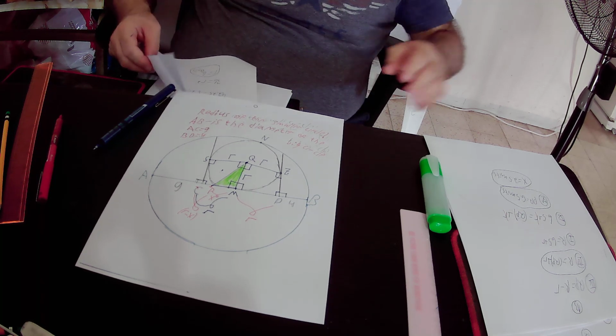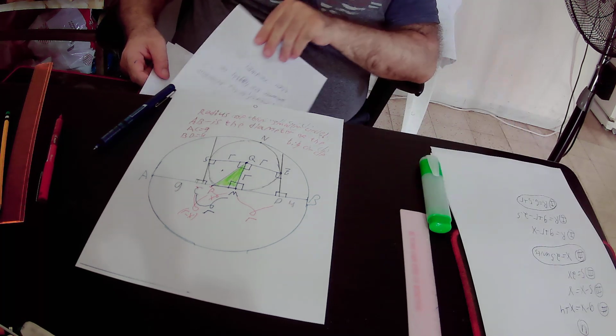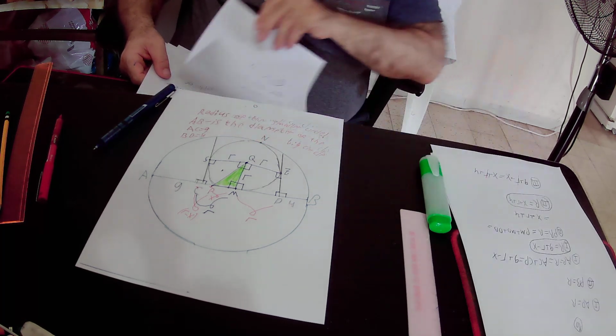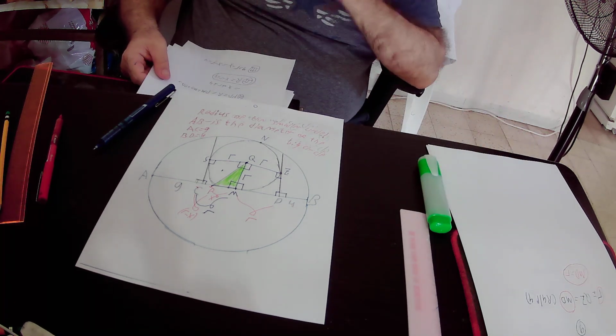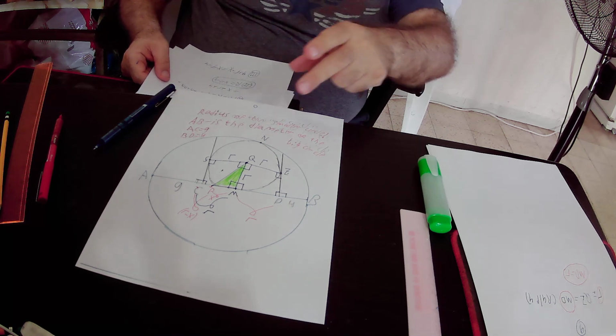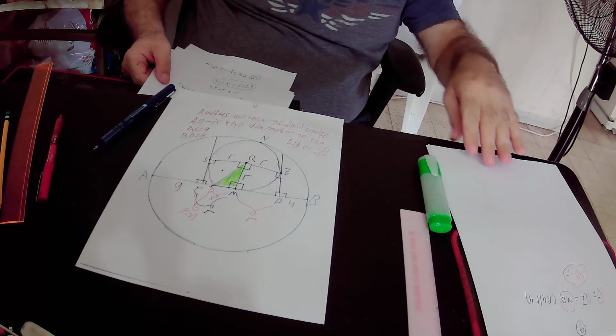Okay, so now I will summarize the lecture. Actually, we wanted to find the radius of this small circle, and we have here two circles that touch each other internally at point N.